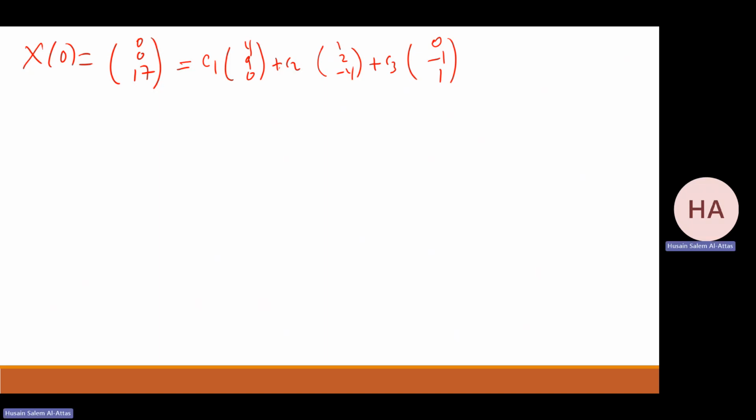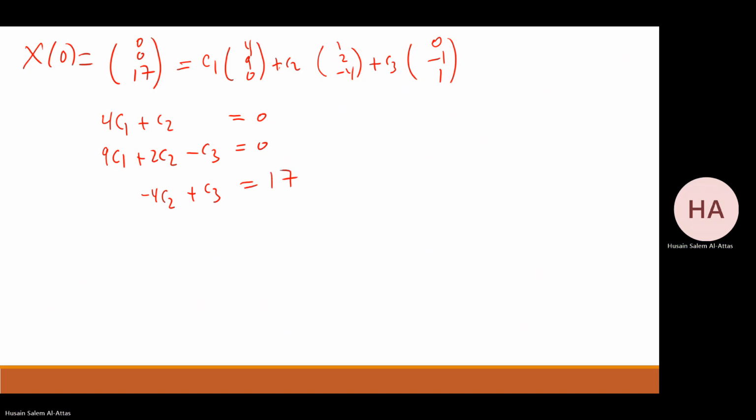Yeah, I need to solve this system. So I have 4C1 plus C2 equals 0, 9C1 plus 2C2 minus C3 equals 0, and minus 4C2 plus C3 equals 17. It is too complicated to solve. Yeah, I think I will leave it for you to do, to find C1, C2, C3.